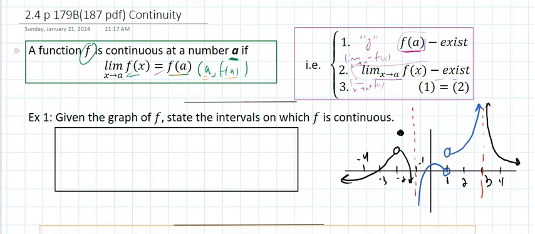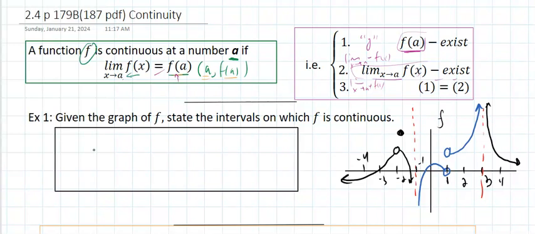So the easiest way to start this, you start with verifying this first. Is the y value present? After that, does the limit exist? And the third thing, are they equal? So example 1 right there says, given the function f, this is f, state the intervals where f is continuous.